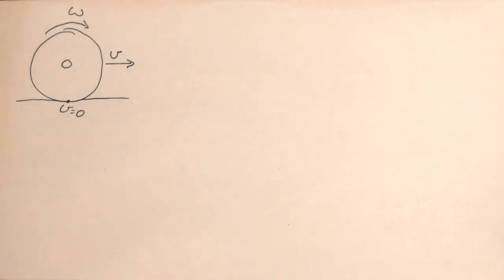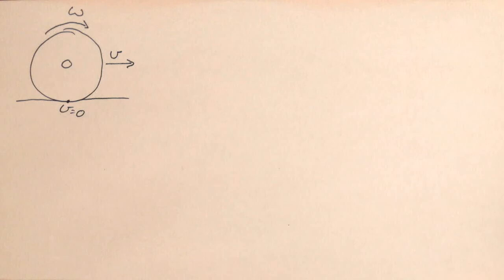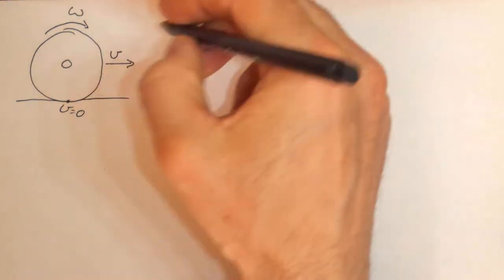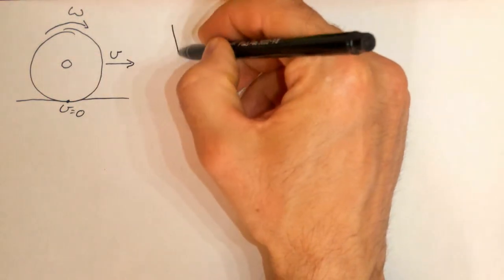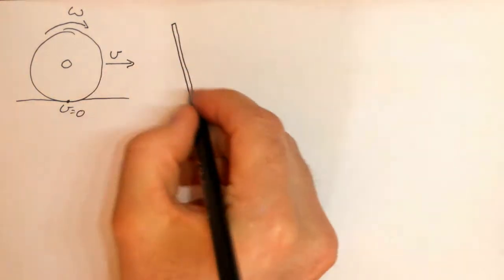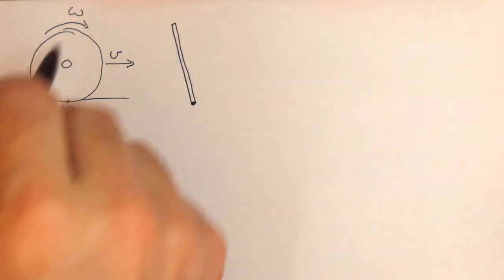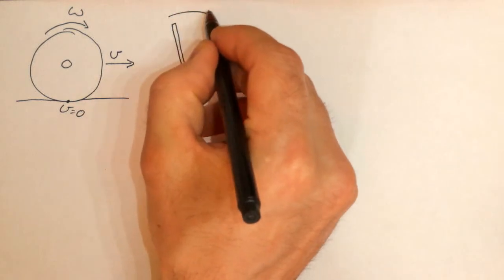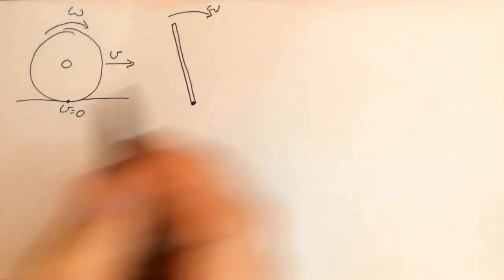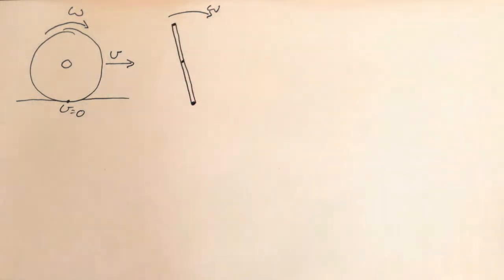So with just those basic features, we can actually analyze this and see that there is a very specific relationship between this omega and that speed there. Now to do so, I want to look at a different picture. I'm going to look at a long, skinny rod that is pivoted about one end, and it's rotating, so it's got an omega. If I look at different points, let's say right here and at the end right there, I want to find out, what's its speed?